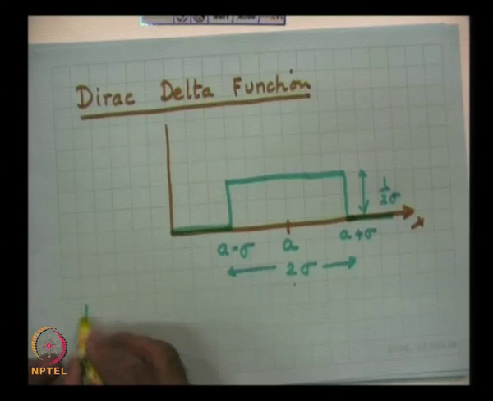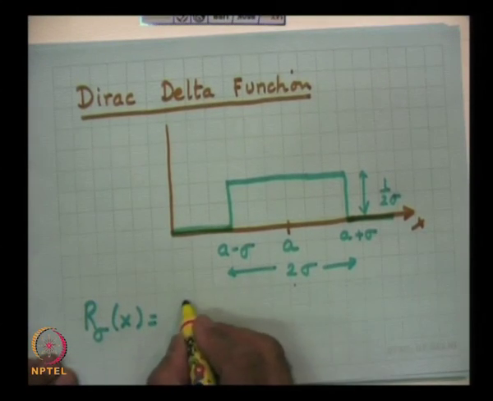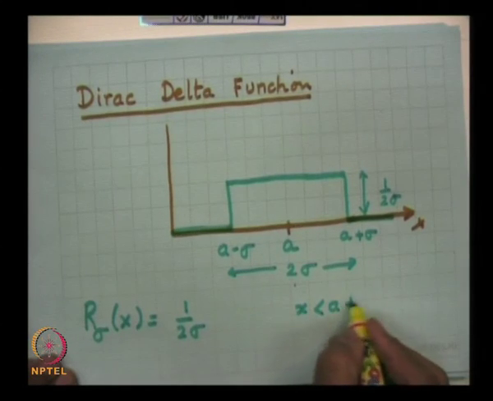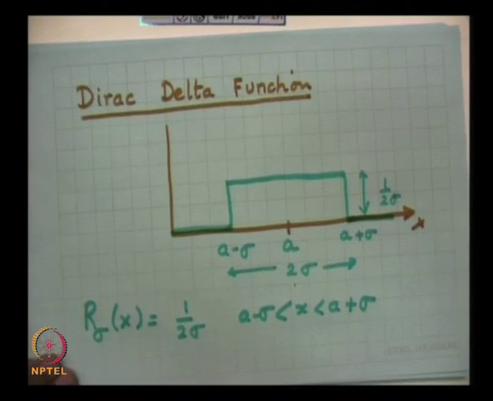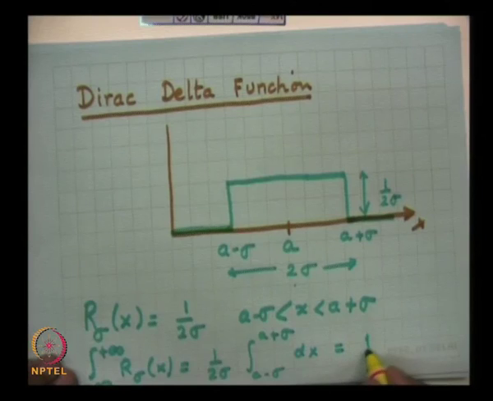So, I define a function r sigma of x which is equal to 1 over 2 sigma for x lying between a minus sigma and a plus sigma, and 0 everywhere else. So that the integral from minus infinity to plus infinity of r sigma of x dx is equal to 1 over 2 sigma only from this limit, a minus sigma to a plus sigma. So this is equal to 2 sigma times 1 over 2 sigma. So this is 1.